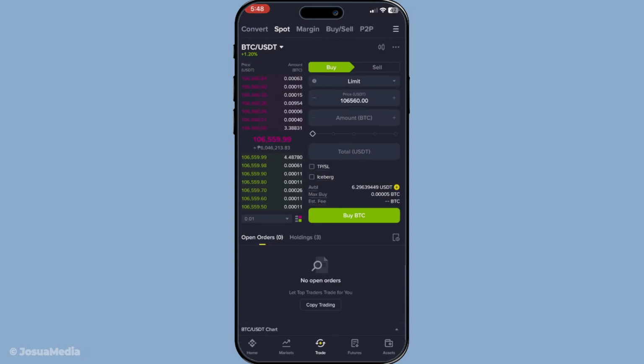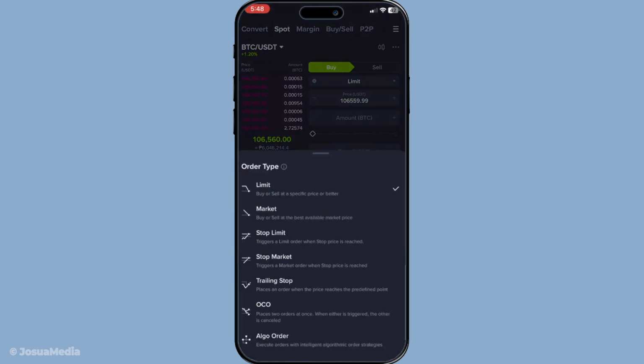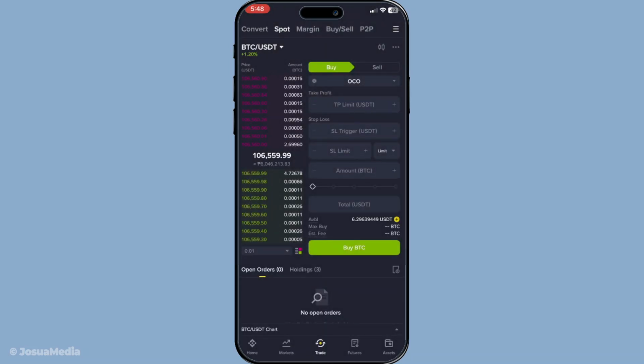Here's the important part. Opt for the OCO order. This type of order allows you to set a take profit price, a limit price, and a stop loss price. By doing so, you can ensure that one order will trigger while the other automatically cancels, adding a layer of automation and safety to your trades.